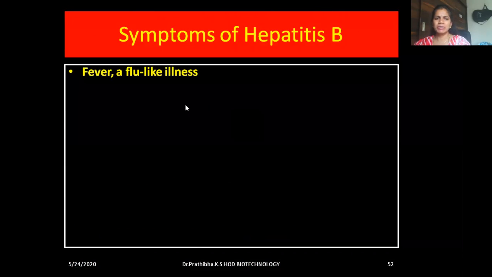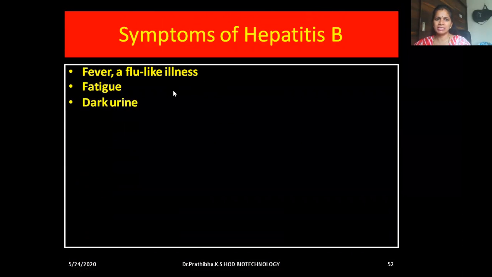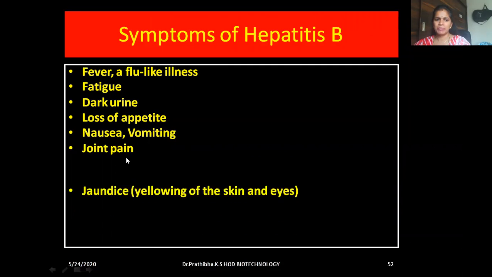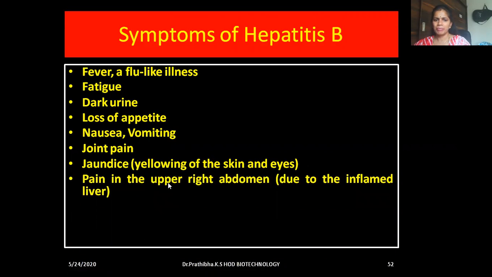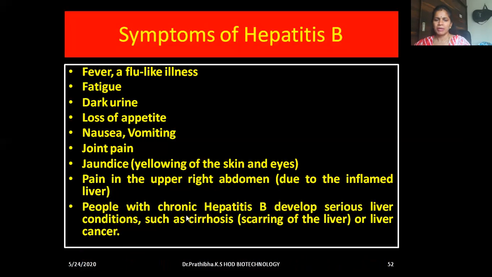Symptoms of hepatitis B: fever, a flu-like illness, fatigue, dark urine, loss of appetite, nausea, vomiting, joint pain, jaundice, that is yellowing of the skin and eyes, and pain in the upper right abdomen due to the inflamed liver. People with chronic hepatitis B develop serious liver conditions such as cirrhosis, that is scarring of the liver, or liver cancer.